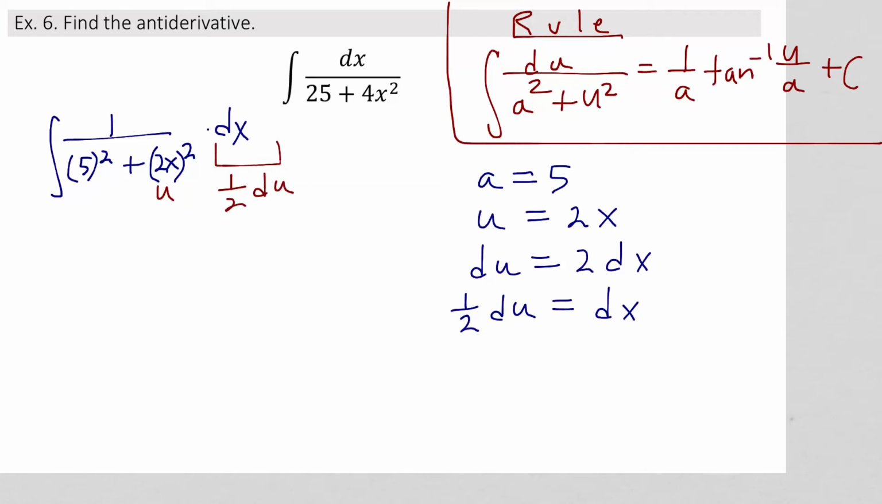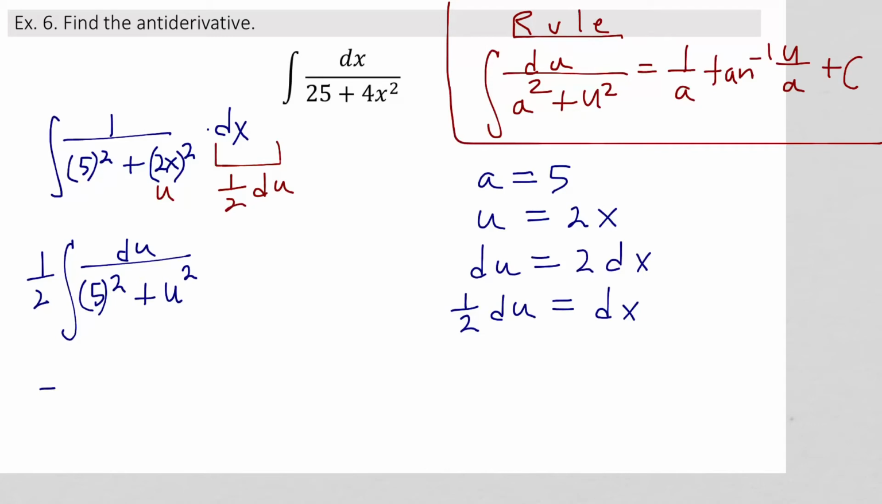So now I put the 1/2 in front of the integral. Then I've got 1 over 5 squared, which just stays like that. This becomes u squared. And then du goes on the top. Now it looks like this. So I can just go ahead and put everything in the right place now.